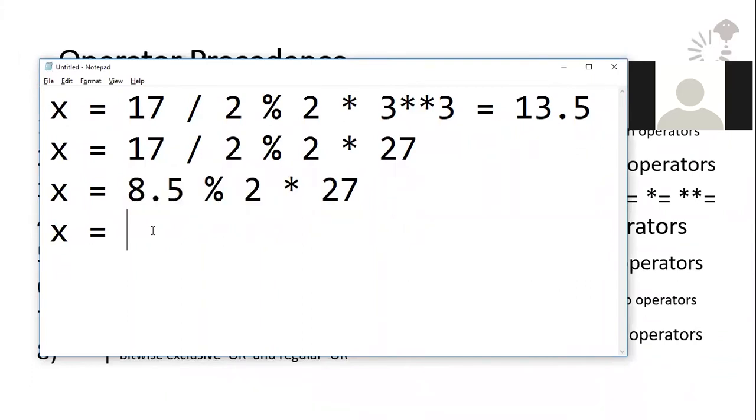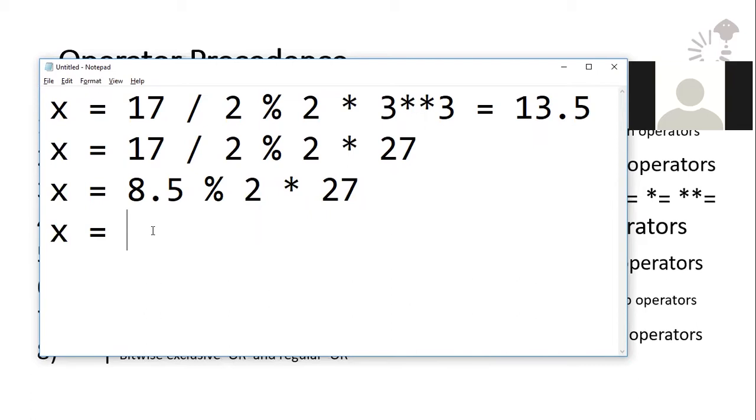Modulus po. 8.5 modulus division 2 is, what is the answer? Is it 4? Is it 4 point something? Wag kayo mag-drawing. 4.59, ma'am.